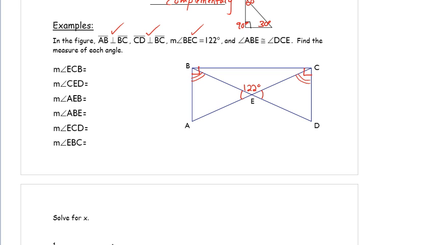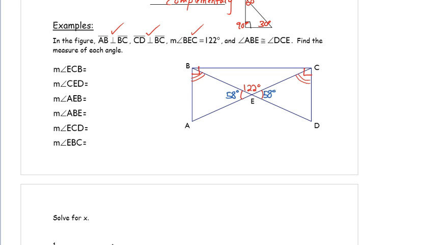So I can start off. I know that I have a straight angle right by this 122. 122 and this right here are going to add up to 180. So this angle right here has got to be 58 degrees, because we want this linear pair to be 180. If that's 58, its vertical angle is 58. Okay? So we keep going.